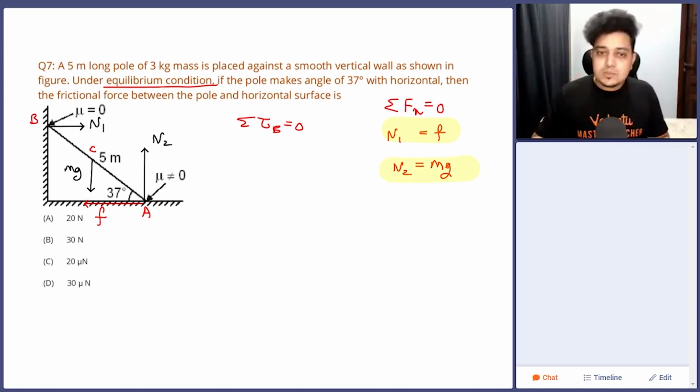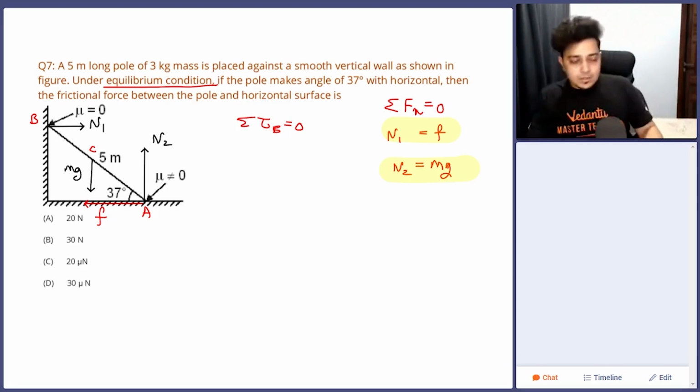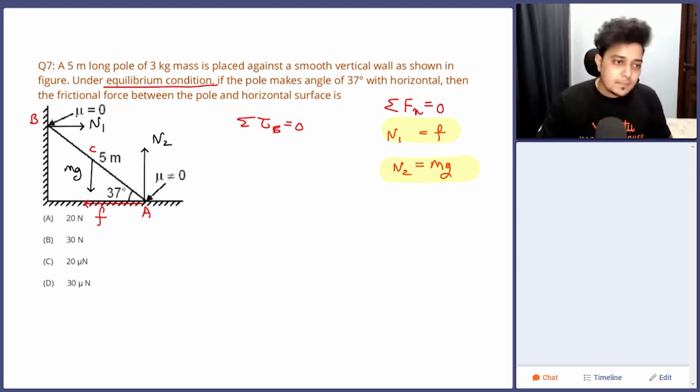Okay, but our goal is not to find N1 or N2. Our goal is to find the frictional force. So now we can calculate torque about point B. Torque produced by N1 is 0, right? Then torque produced by mg is mg into the perpendicular distance from point B. If I extend the line, the perpendicular distance is this line, and that you can easily find out.